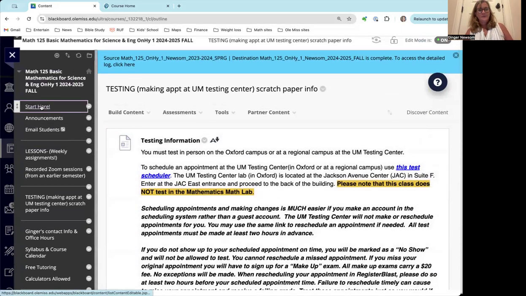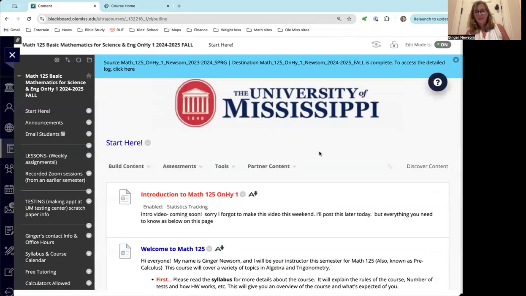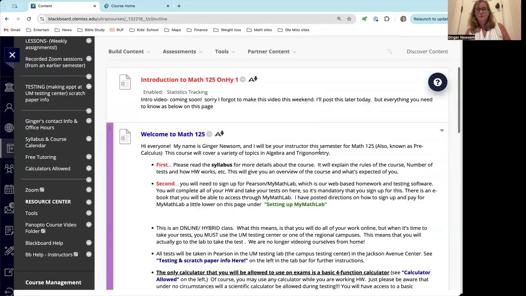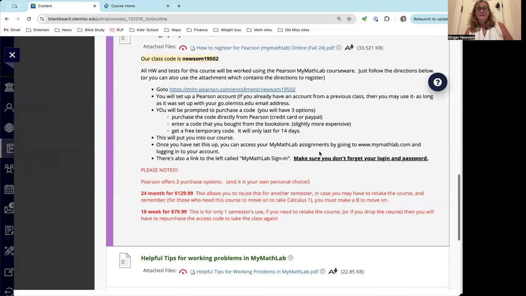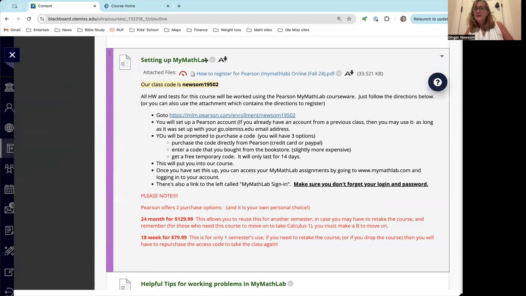Let's see. So I'm going back to Blackboard on the main page. If you scroll down, it's a little part that says setting up my math lab, how to sign up for Pearson. It's very simple. You can go down here. There's a link right here. If you click on that link, it will take you straight to Pearson to sign up for my class.